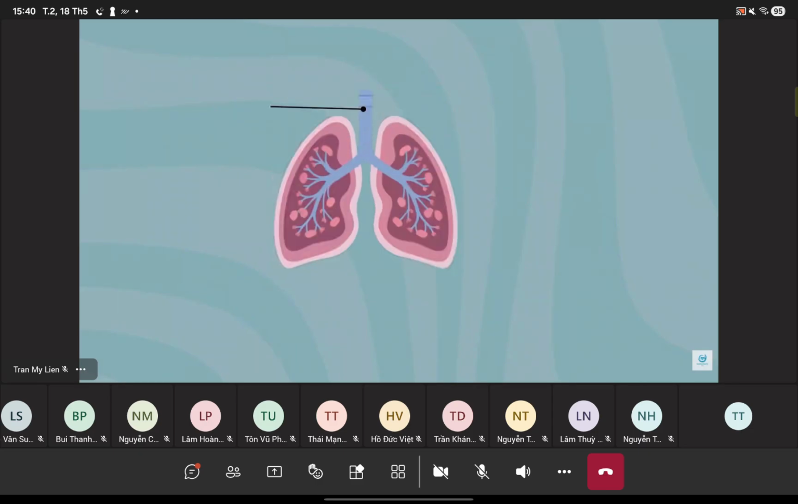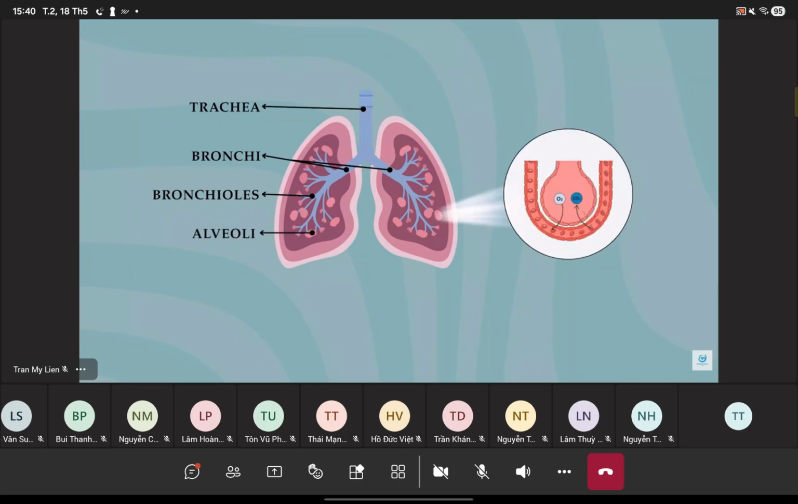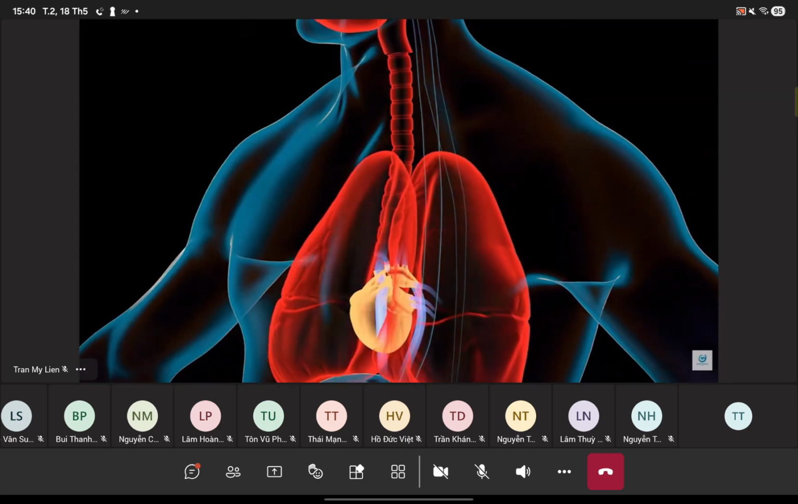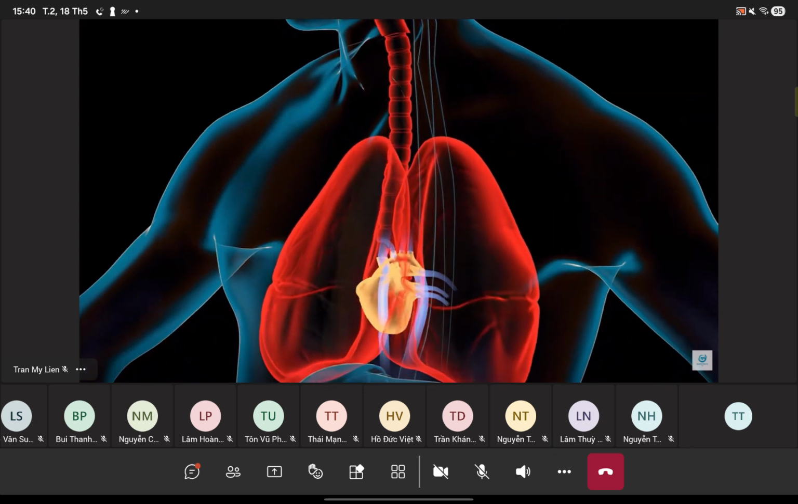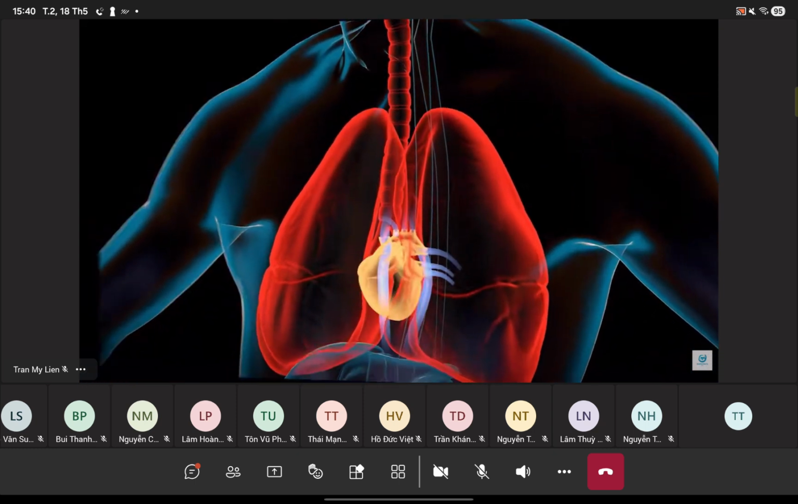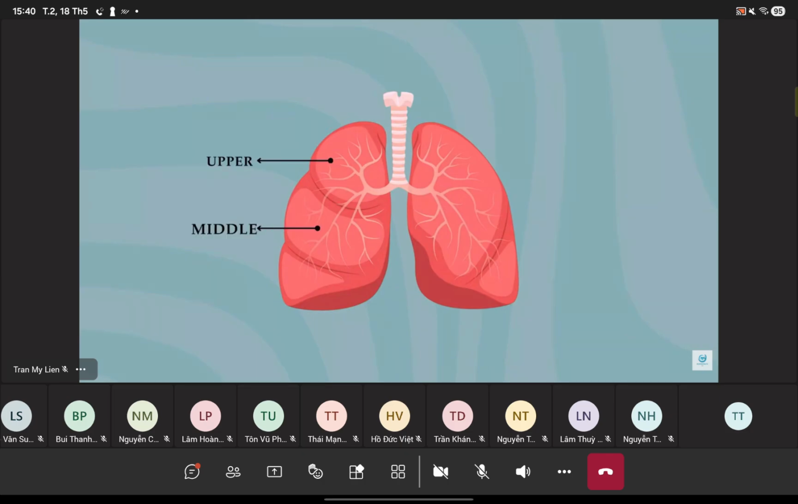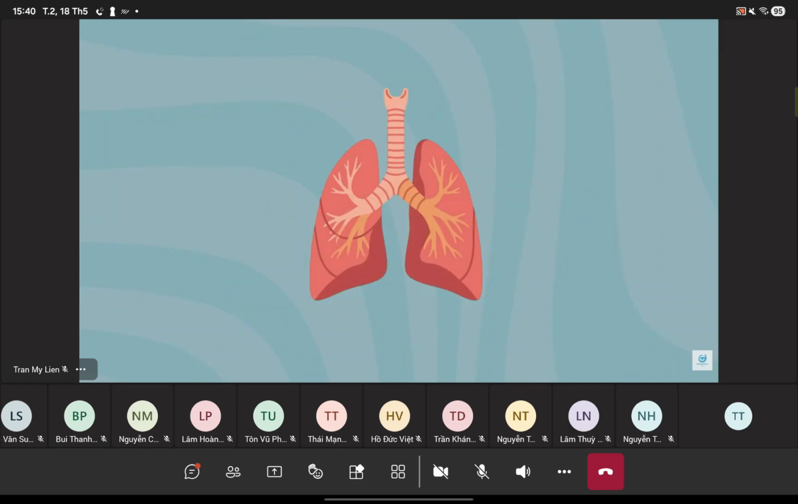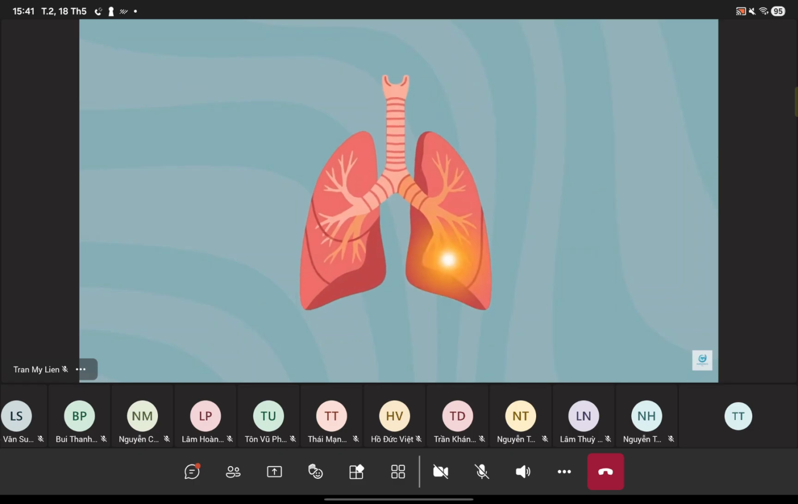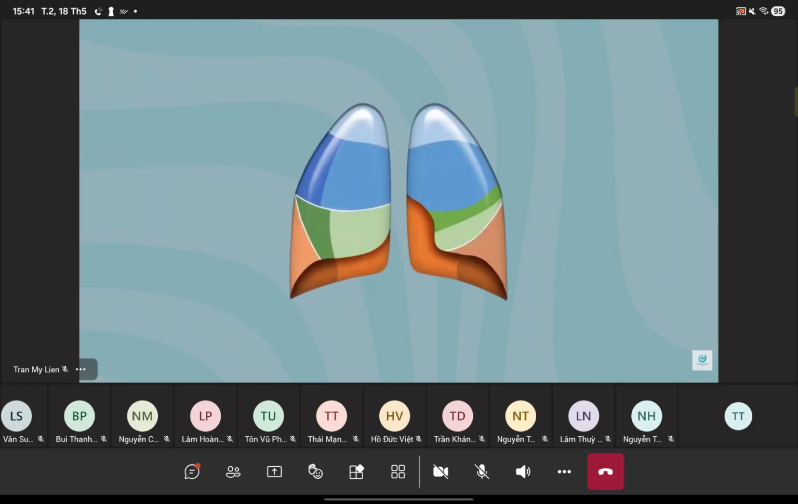The trachea divides into the main bronchi, bronchioles, and finally the alveoli, the key players in gas exchange. An important anatomical detail: each lung is divided into lobes. The right lung has 3, upper, middle, and lower, while the left lung has only 2, because it must make room for the heart. In the upper lobe of the left lung, we find the lingula. The lingula is not a true separate lobe, but a portion of the upper left lobe that functions similarly to the middle lobe of the right lung.